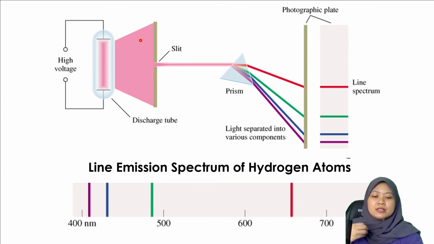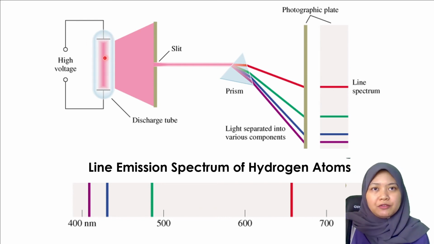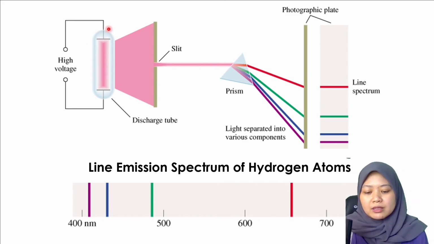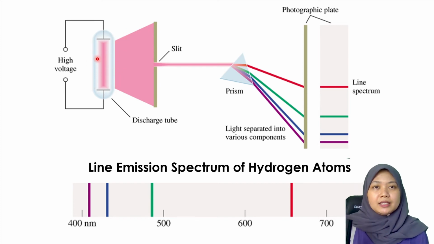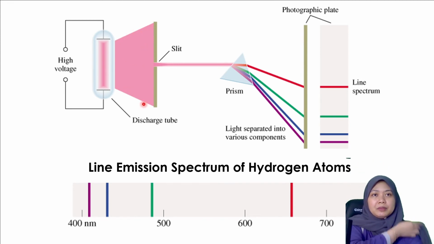Maksudnya proses kat dalam ni, apa yang berlaku kat dalam ni adalah elektron terima certain amount of energy, elektron accept ke higher energy level, elektron yang ke higher energy level tu tak stabil, dia turun bawah balik, dia release energy in form of photon which is cahaya, dan cahaya itulah yang keluar daripada discharge tube. Warna pink ni adalah cahaya daripada discharge tube.